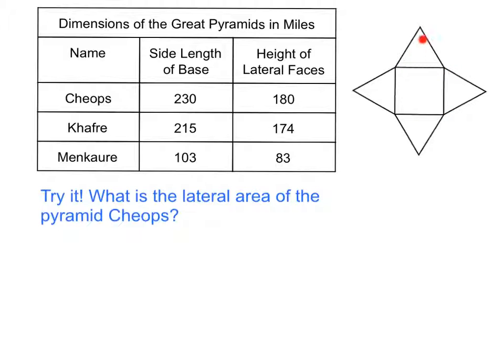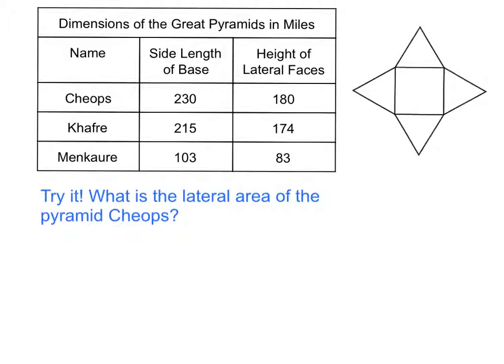You just need to know the 4 faces for a lateral area. Go ahead and try to solve that now. Okay, so for the pyramid Cheops, I'm looking in my chart, and here I found it, Cheops. The side length of the base is 230, and the height of the face is 180. So we got some pretty big numbers we're working with here.